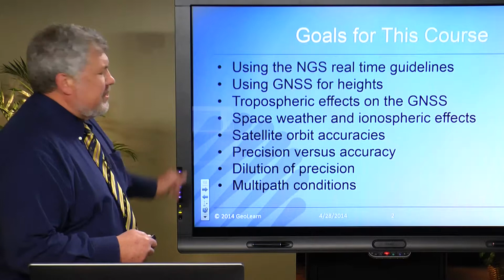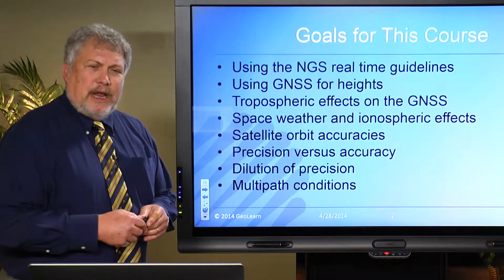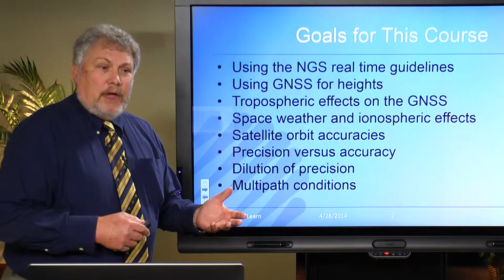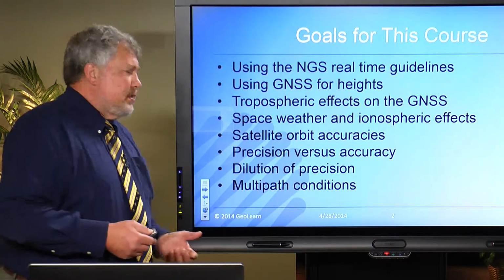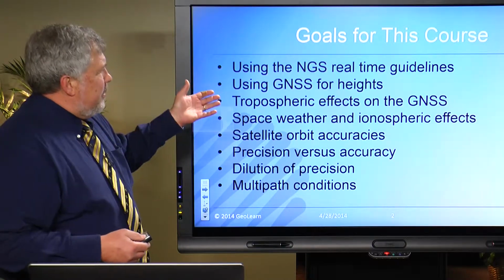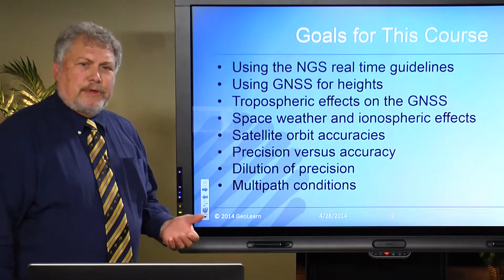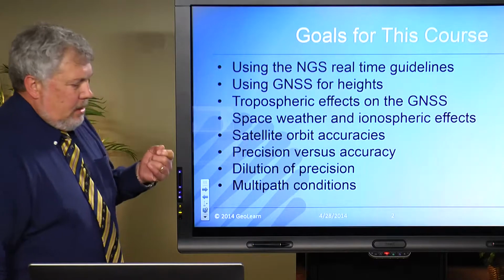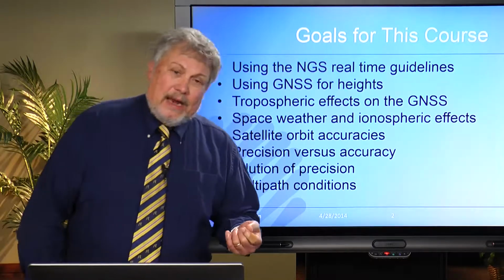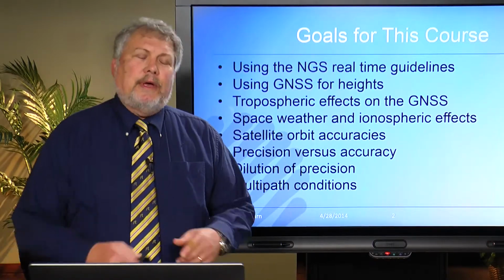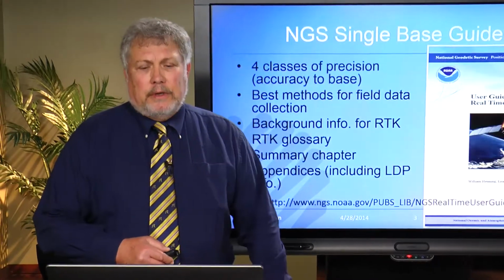So we'll talk about some of the things that do affect the signal as it comes down from the satellite to the antenna: the weather, the ionosphere, the orbits, and we'll talk about the difference between precision and accuracy. We'll talk about a concept called dilution of precision and the bad, evil multipath that we must deal with. We're talking about doing good work in the field.